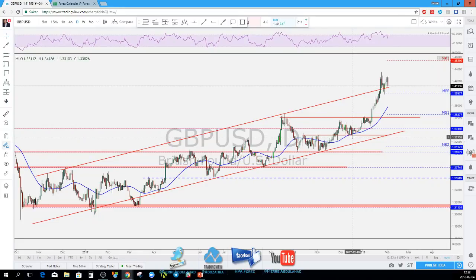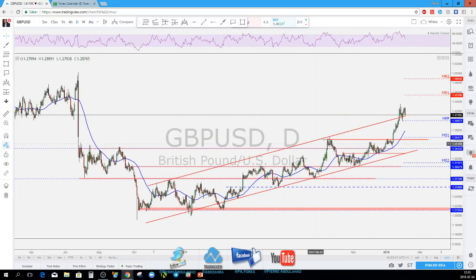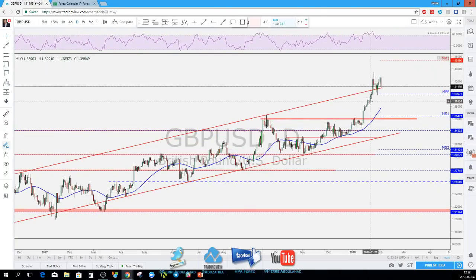Sterling USD, very extended move to the upside, did trade outside of the channel. If we look left, you see that we reached the Brexit levels, and one could start looking for a possible reversal here based on this strong move to the upside.